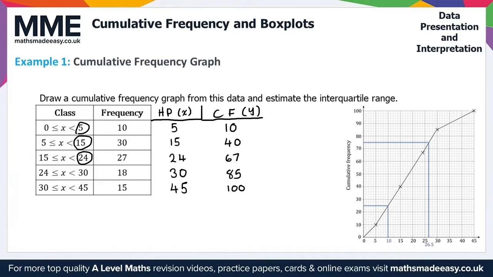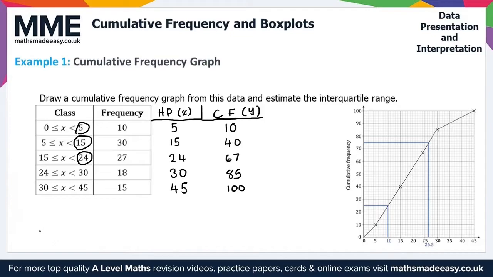So to estimate the interquartile range then, we draw lines at cumulative frequencies of 25 and 75 here. So that gives us the first quartile here, Q1, and that gives us Q3. And we read off the X values. So we obtain 10 here and 26.5.